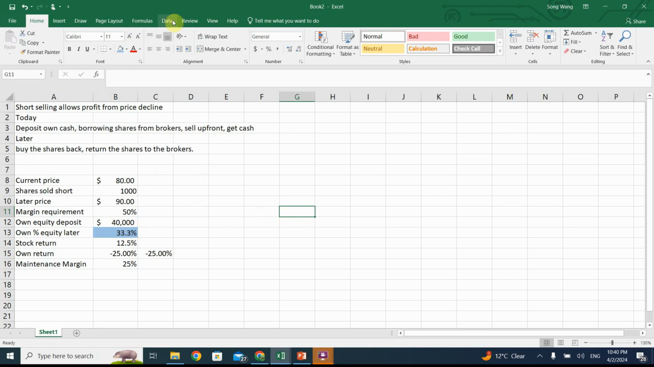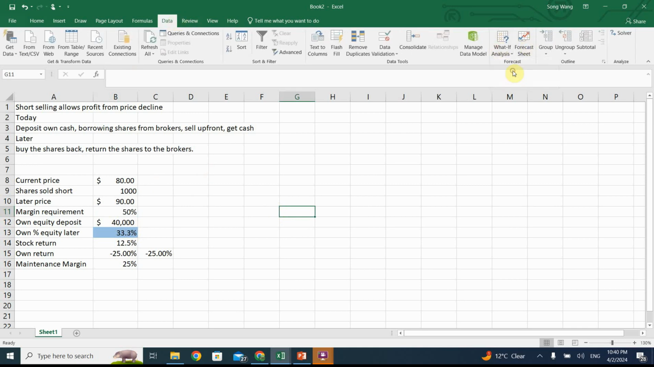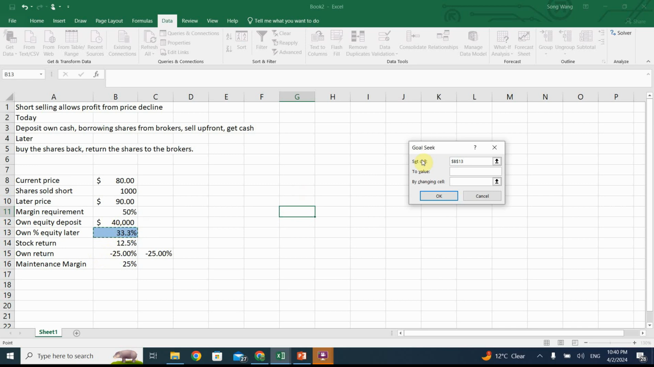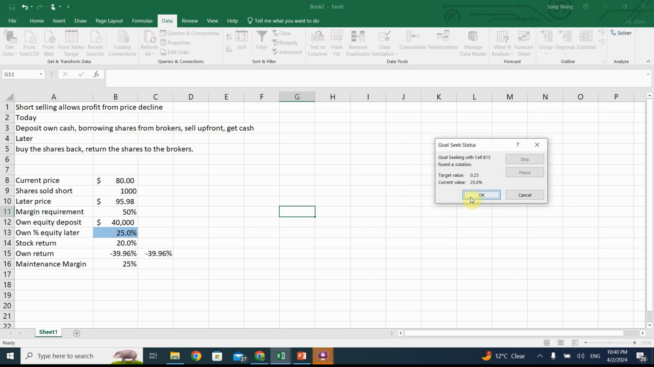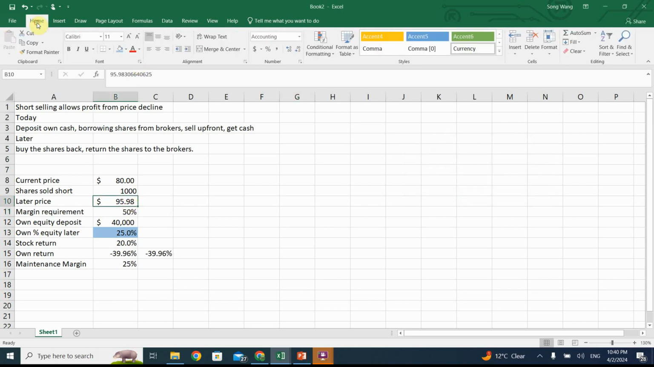And again, you can solve this using what-if analysis, Goal Seek. You want this own equity to be 25%, and you change the later price as the adjuster. Then you hit OK, and you will have the number solved. This basically shows you that if the stock price increases all the way to $96, then your own equity will be 25% as a percentage of the total position. In that case, you will face a margin call. The broker will not let the price increase above this 95.98.